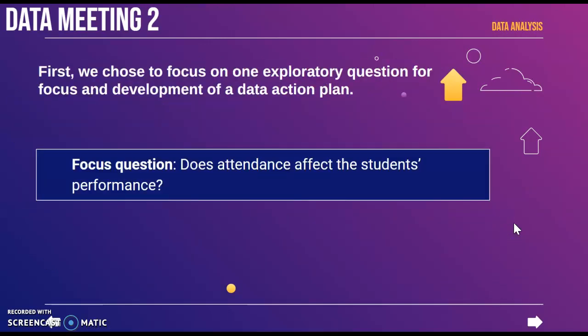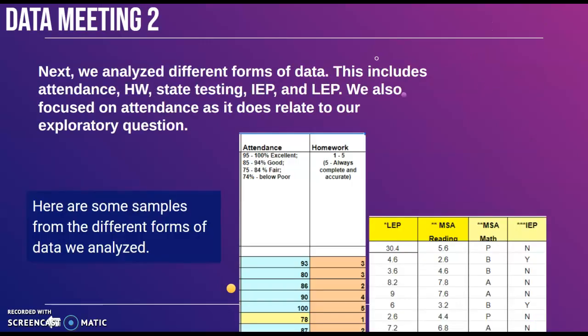So first we chose to focus on one exploratory question for the focus and development of our data action plan. Our question was related to attendance and whether it affected the student's performance. After that, we were able to analyze different forms of data. So that included attendance, homework, state testing, IEP, and LEP. And we also focused on attendance because it does relate to our exploratory questions. And here are some examples below of the data.